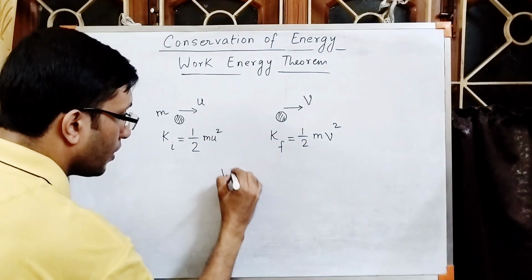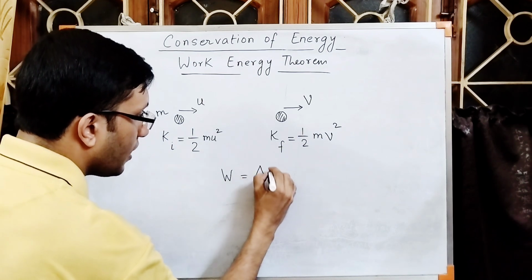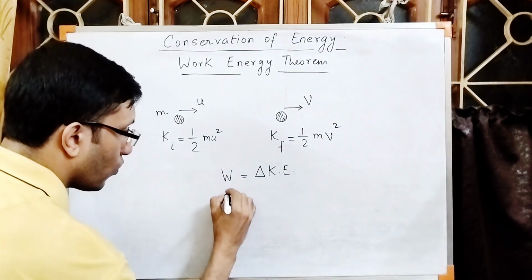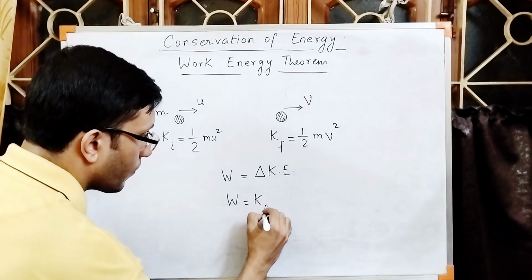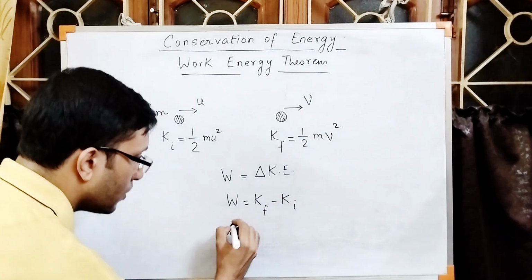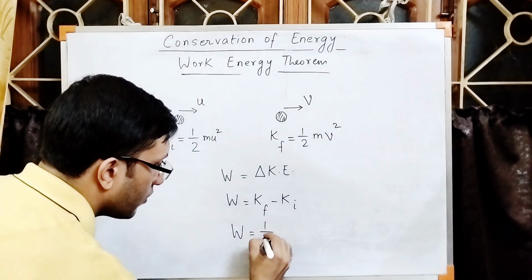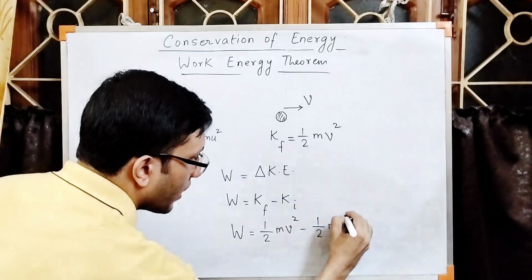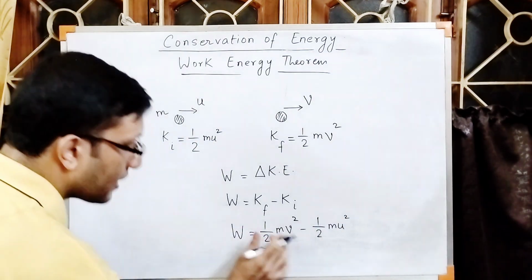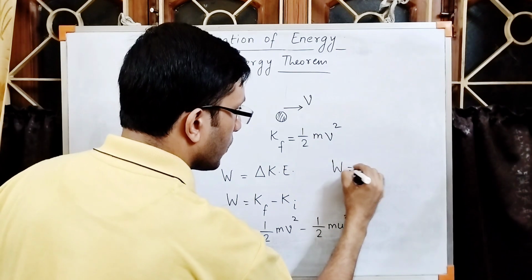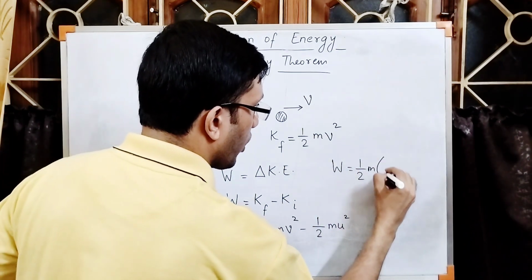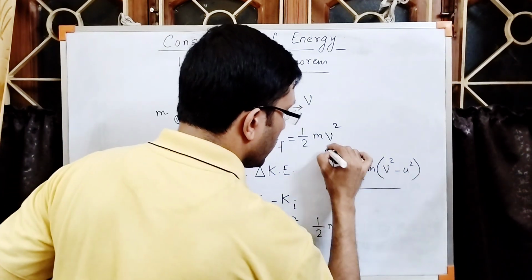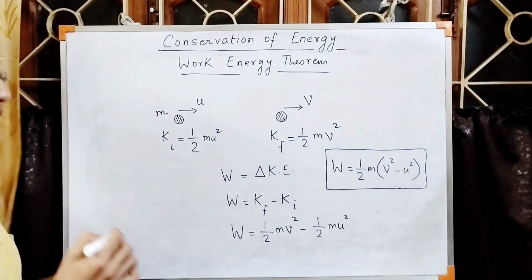Work done on a body is equal to its change in kinetic energy, and change is denoted by delta. So work done is equal to final kinetic energy minus initial kinetic energy. So work done is how much? Half mv square minus half mu square. And if you take this half m common from both, then what do you get? v square minus u square. This is work energy theorem.